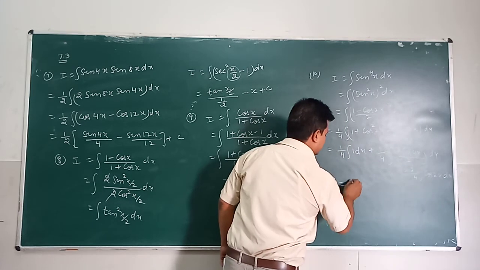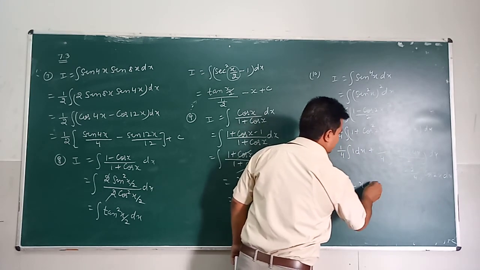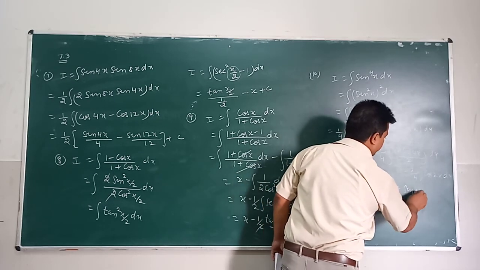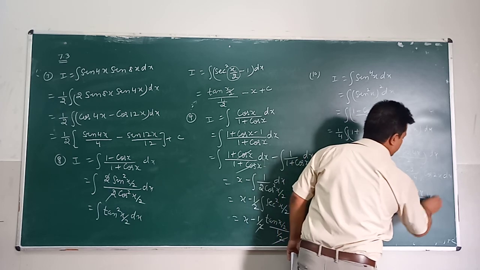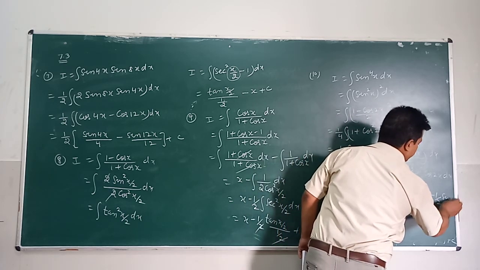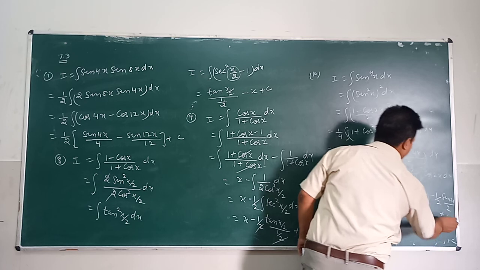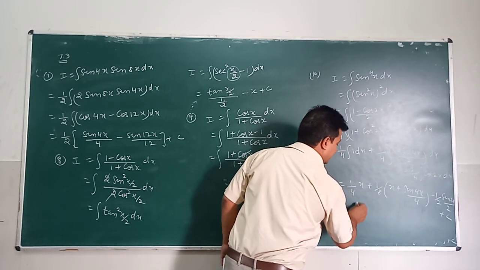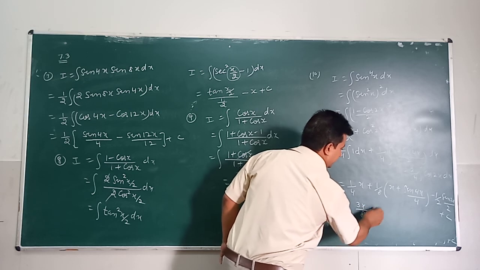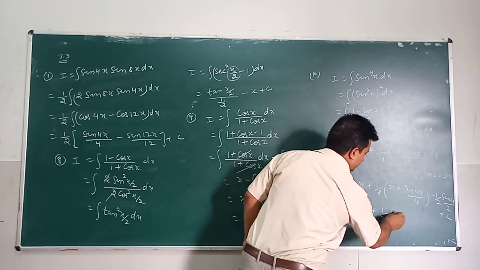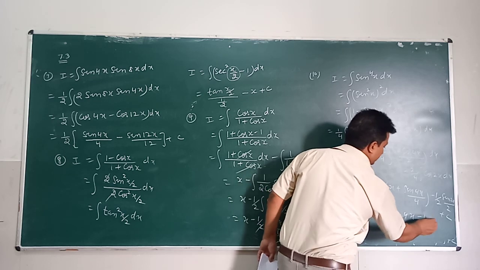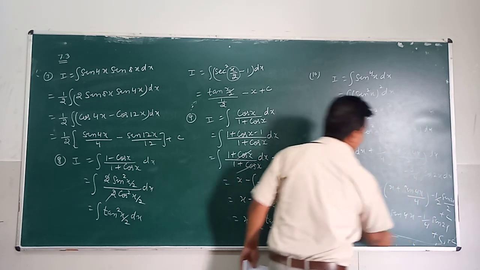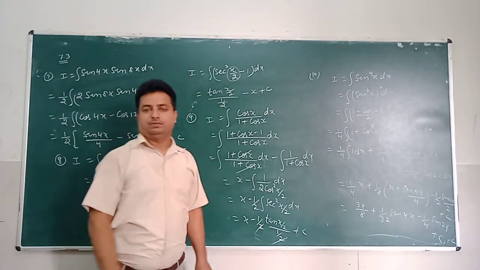Here integrate this with respect to x. This is 1 upon 8 times x plus sin 4x by 4, minus 1 upon 2 sin 2x upon 2 plus c. When we multiply, this is x by 4 minus x by 8, which is 3x by 8, plus 1 upon 32 sin 4x, minus 1 upon 4 sin 2x plus c. This is the answer of question number 10. Thank you.